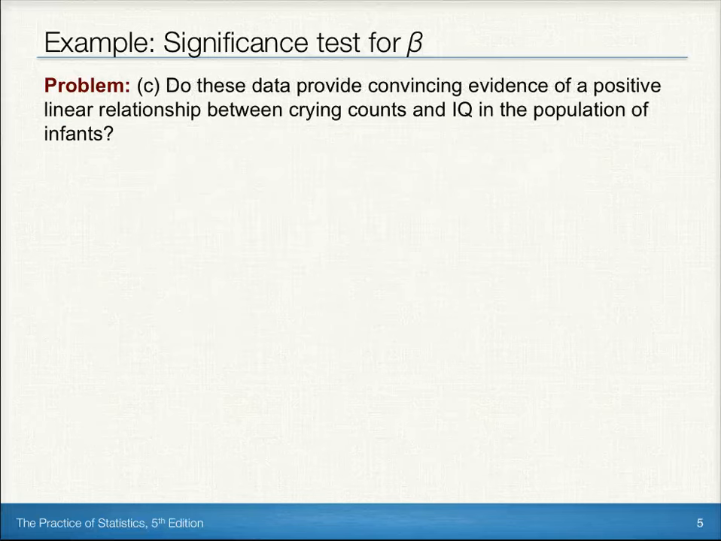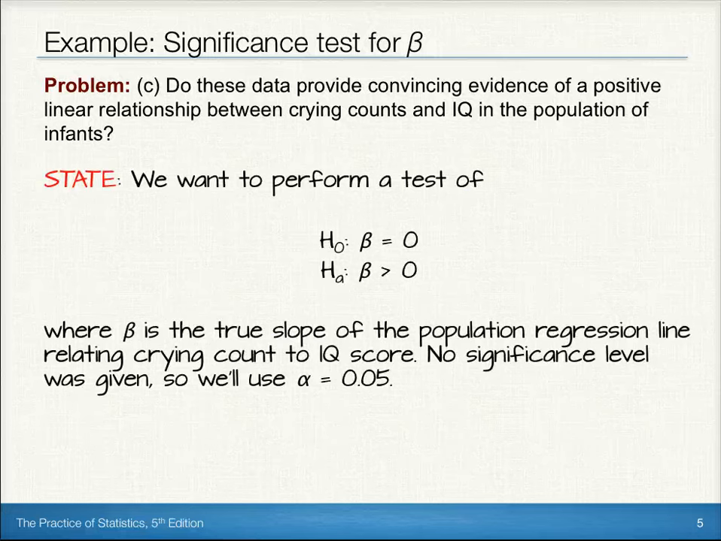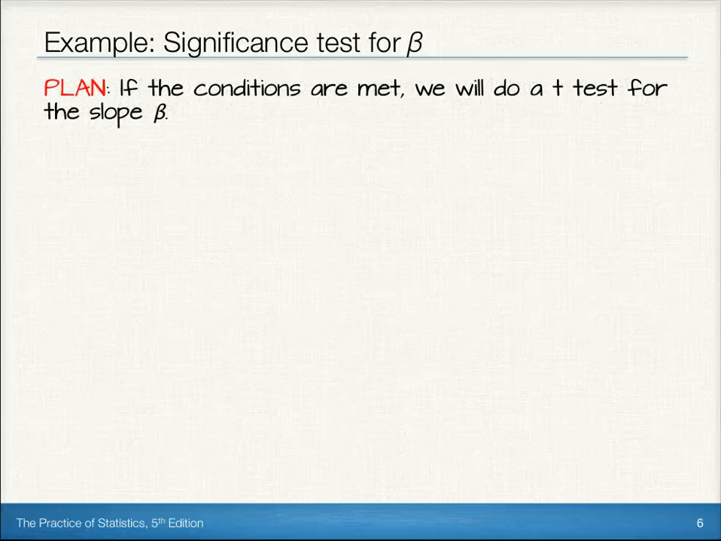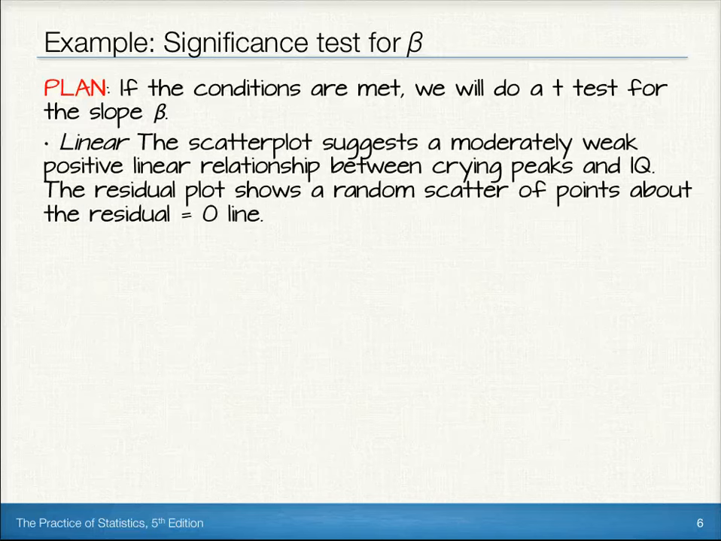Now, do these data provide convincing evidence of a positive linear relationship between those crying counts and IQ in the population of infants? We'll want to perform a test of the null hypothesis where the slope is 0 against the alternative hypothesis where the slope is greater than 0, where beta is the true slope of the population regression line relating crying count to IQ score. Since no significance level is given, we'll use our standard alpha equals 0.05. Now, if the conditions are met, we'll do a t-test for the slope beta.